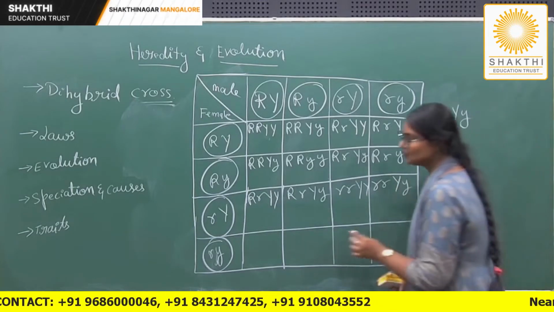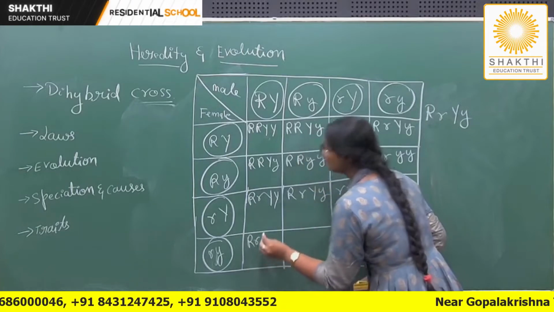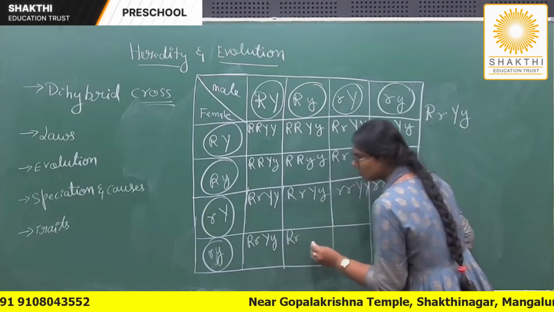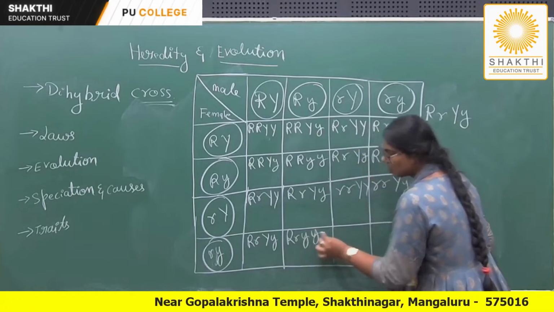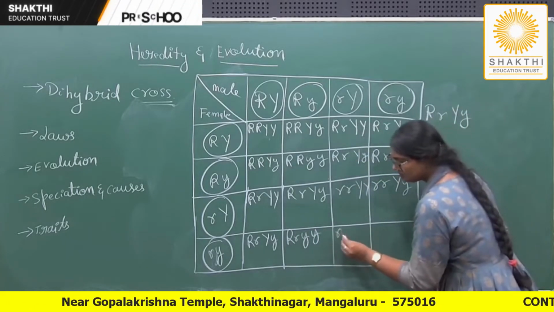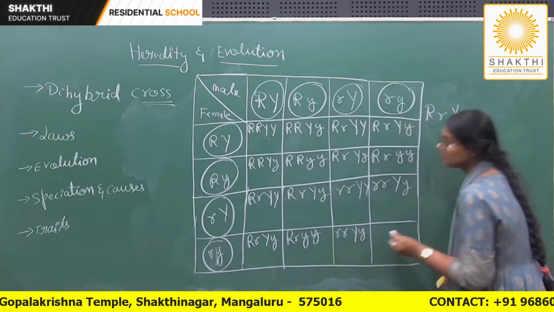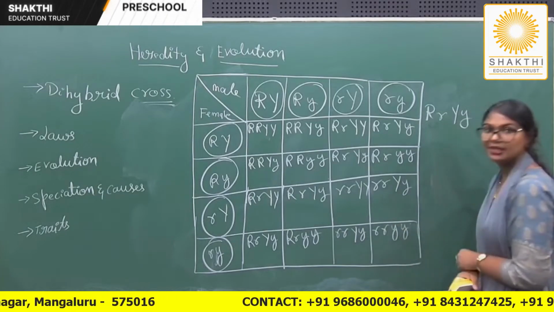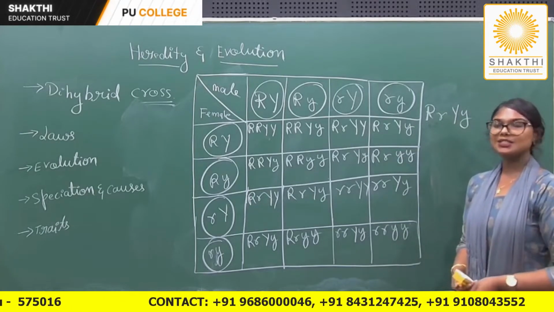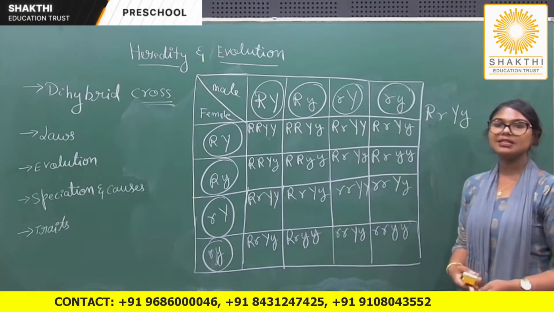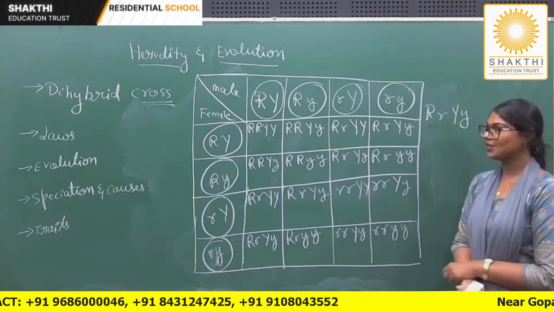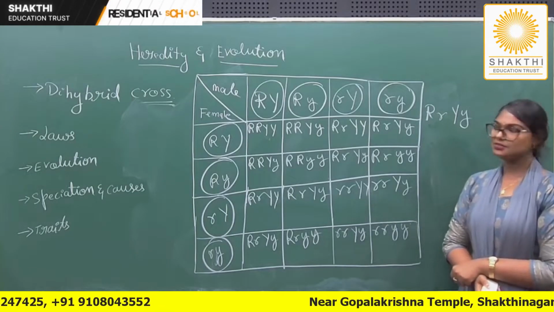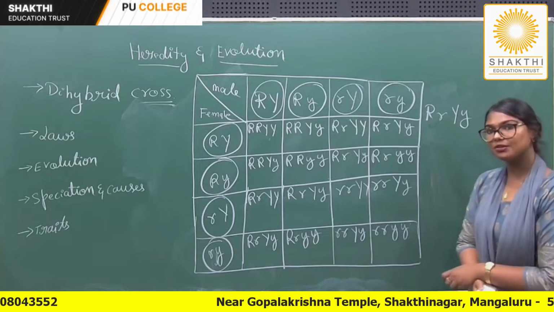The last row, students, we have capital R, capital Y, capital R, small y. This box is nothing but small r, capital Y, small r, small y, small y. Once we have filled in all the genotypes, the next step is to fill the phenotypes. How do we do it? We'll take all the round yellow first. We'll see which are round yellow. How do we find out, students?